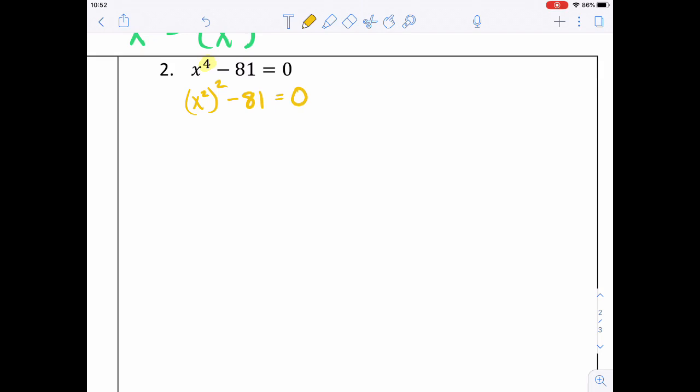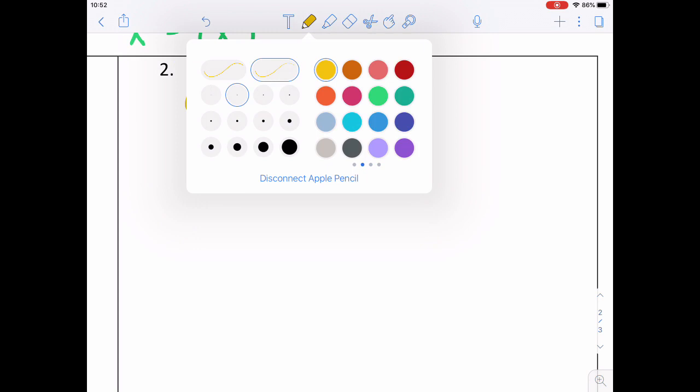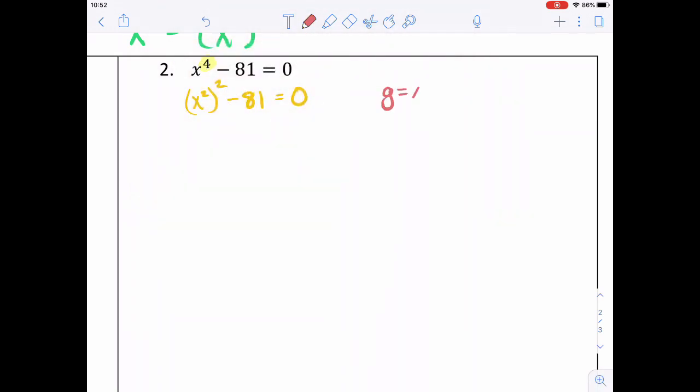Now we're going to pick a new letter. It doesn't matter what you pick. I'm going to pick g this time. So I'm going to let g be x squared, and then this becomes g squared minus 81 equals 0. Now this new quadratic I have is a difference of squares. This is really 9 squared. So then I write out my factorization. I have g minus 9, g plus 9.